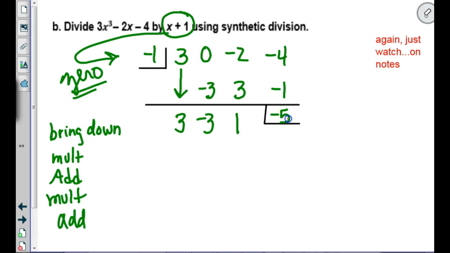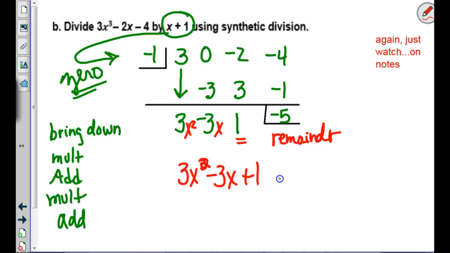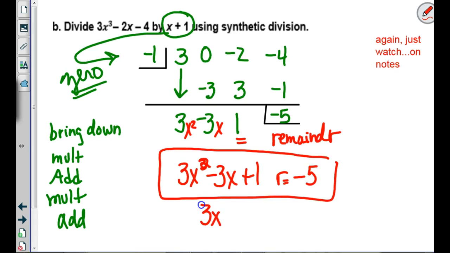What we just did, the last one is always the remainder, okay? The last thing we end up with is always the remainder. Then you go backwards. This is important. You go backwards and you say this is the constant. This one gets 1 power of x. This one gets 2 powers of x. So our answer was 3x squared, just kidding, minus 3x plus 1 with a remainder of -5. Or 3x squared minus 3x plus 1 minus 5 over the divisor, which was x plus 1.